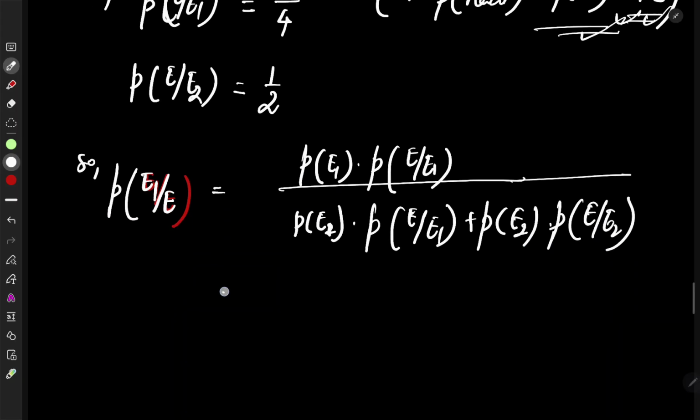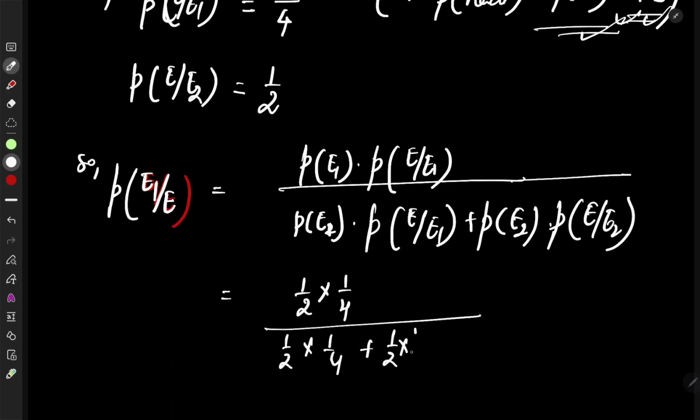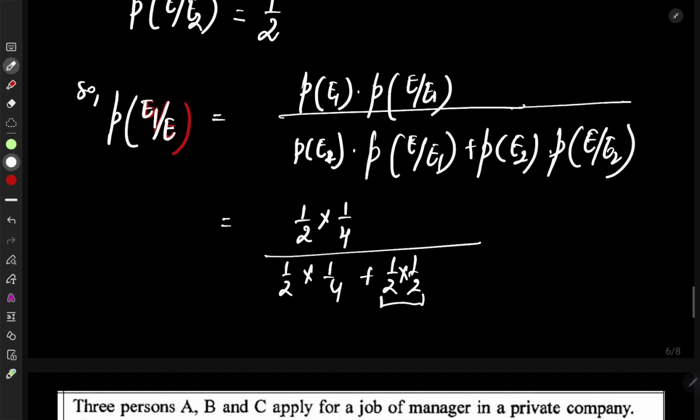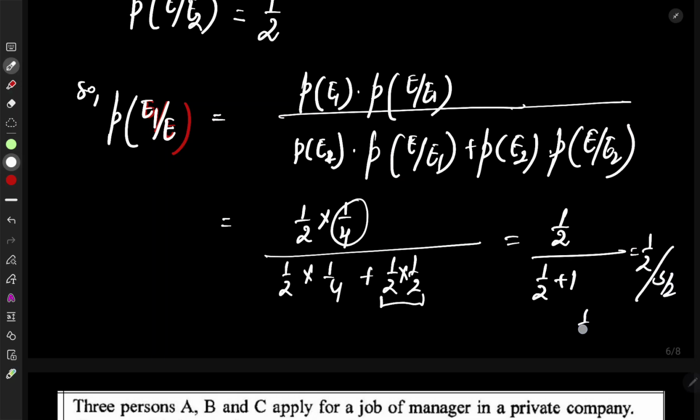Just put the values here. So it is 1 by 2 into 1 by 4, divided by 1 by 2 into 1 by 4 plus 1 by 2 into 1 by 2. 1 by 2 times 1 by 2 becomes 1 by 4, here also 1 by 4, here also 1 by 4, so 1 by 4 cancels. 1 by 2 divided by 1 by 2 plus 1, that is 3 by 2. So it becomes 1 by 2 into 2 by 3, the 2s cancel, and 1 by 3 is the answer. I hope it is clear to everyone. We'll go for the next question.